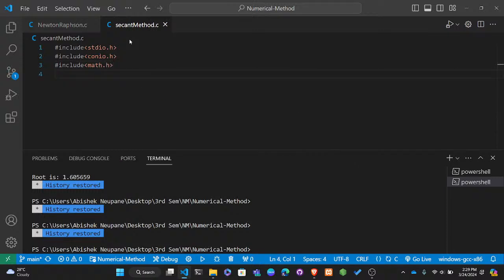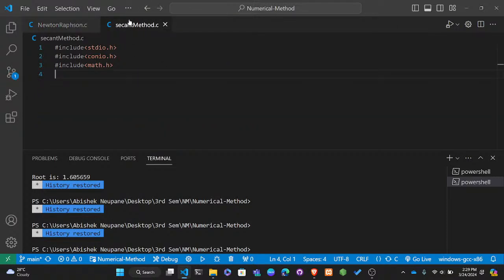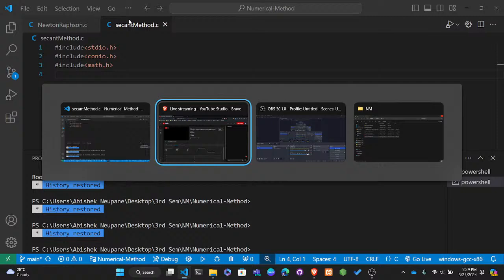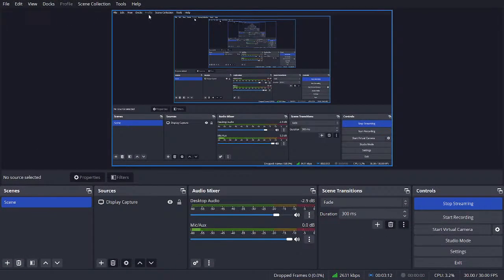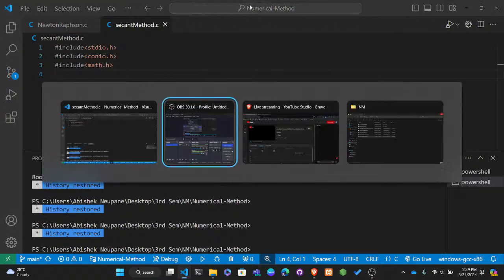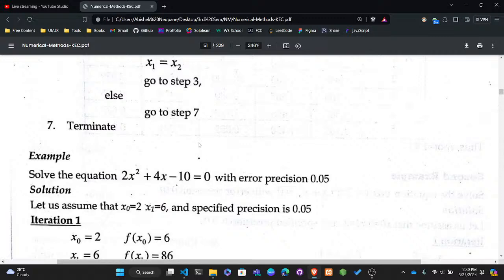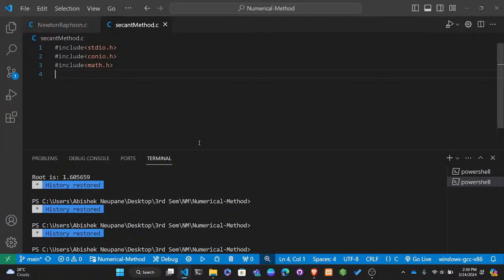Okay, after that, we should define the function. In our case, our function is, where is our function? Okay, so this is our function: 2x squared plus 4x minus 10. So we should define this function.